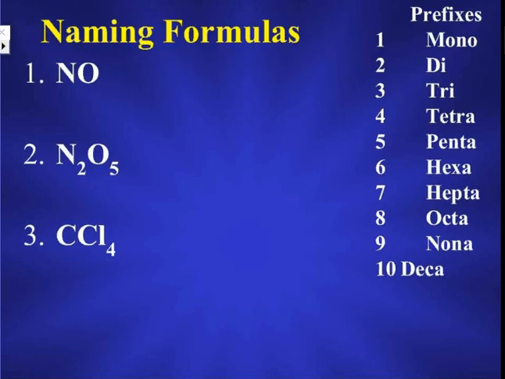Okay, so here are your prefixes. The rule says that you are going to write the prefix for the number of elements. Remember, if you have N and O, it's implied that there's a 1 here and a 1 here. So there's 1 nitrogen and 1 oxygen. So, is this right? Would I write mono nitrogen monoxide? No. Now notice I chopped off the N and added IDE. What is wrong with this though, according to my rules?